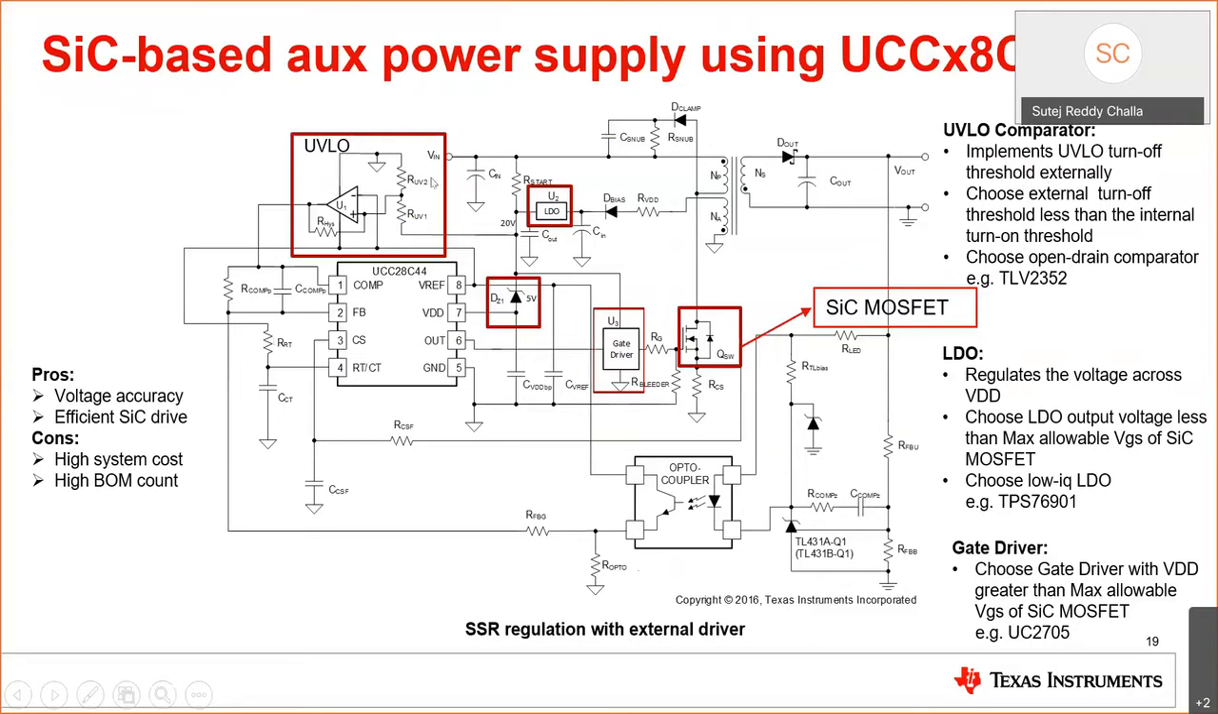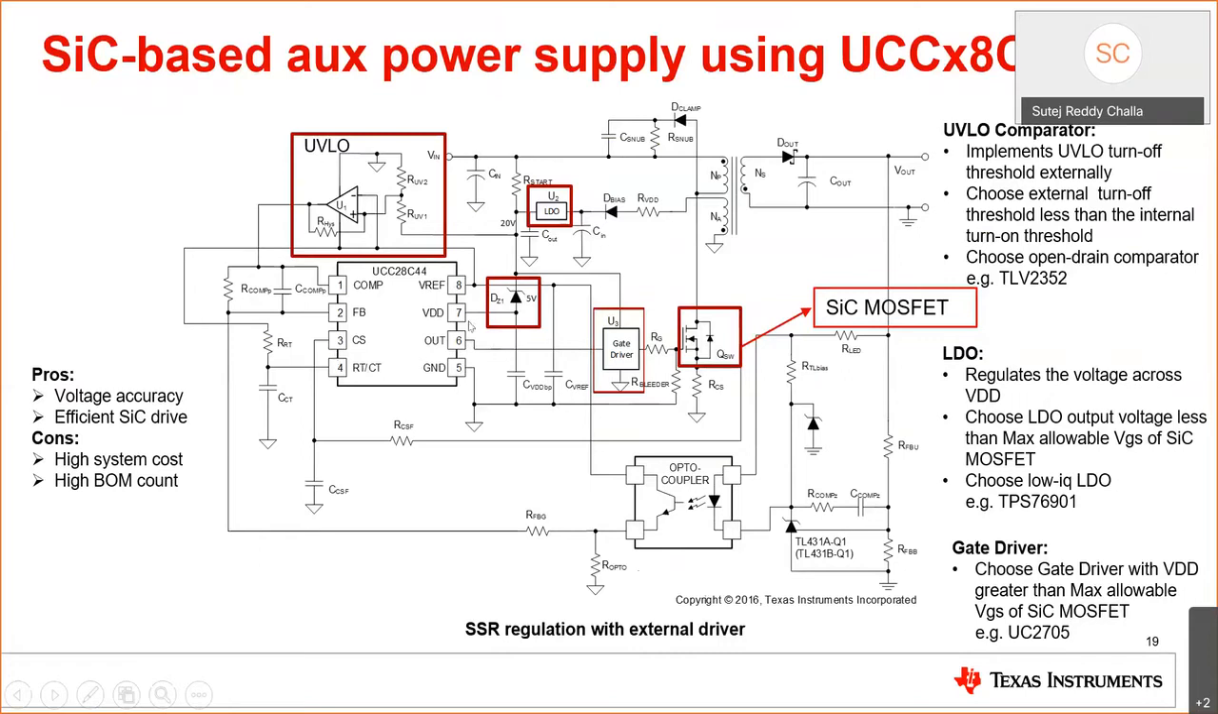Firstly, the external UVLO comparator. So I've been explaining in the previous slide that the SiC MOSFET should have higher VGS voltage, and the gate voltage of the SiC MOSFET should not be less than the thermal runaway zero temperature coefficient voltage. And typically for 1700 volt MOSFETs, the zero temperature coefficient voltage is between 14 to 16 volt or 15 volt. So the controller should have a UVLO turnoff, which is at 15 volt.